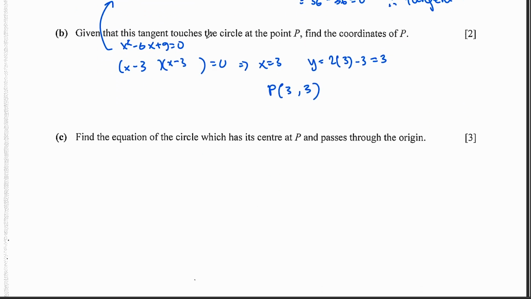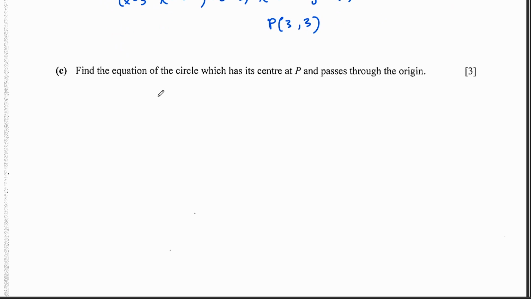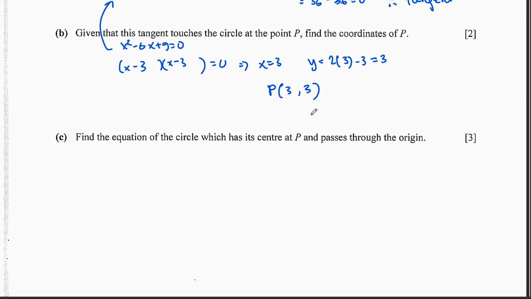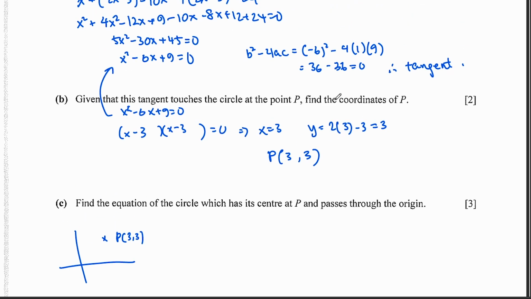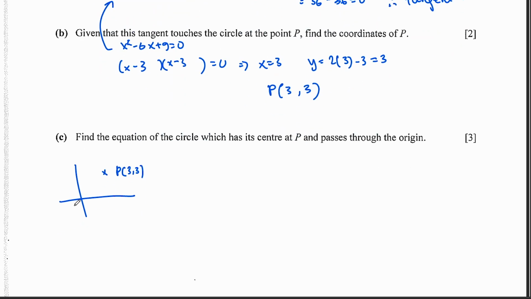Okay, next, find the equation of the circle which has the center at P and passes through the origin. So let me just sketch out what this looks like. It's useful to sketch out some information when there is a lot of things given to you, to help you picture it easier. So the origin is here and the center of the circle is here. So maybe I would draw the circle like this.